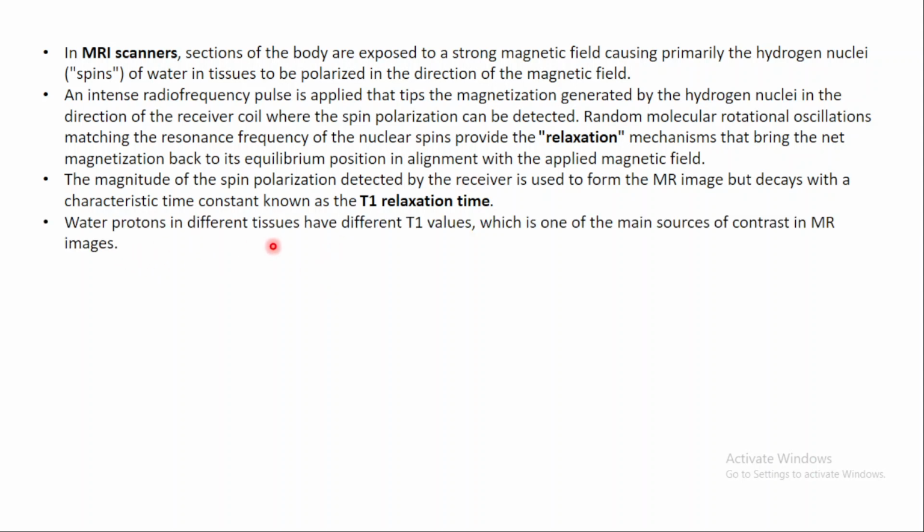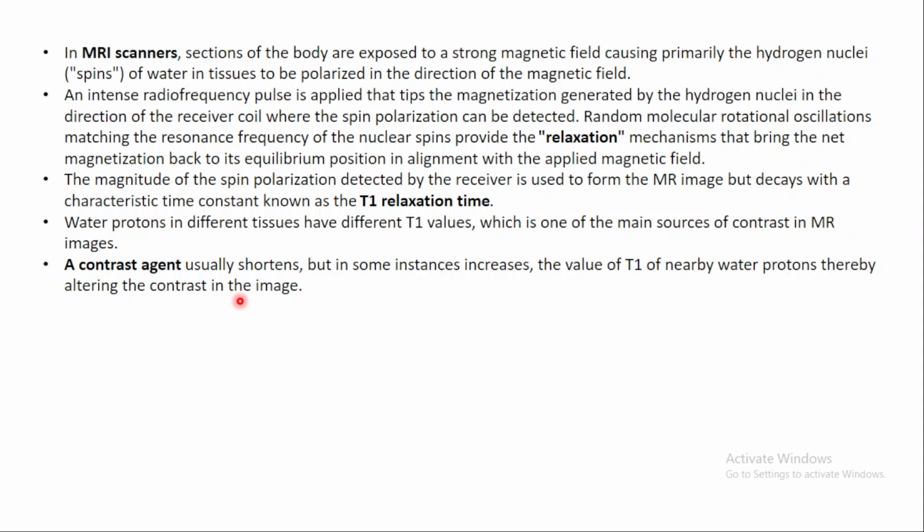Water protons in different tissues have different T1 values. This is the characteristic value of MRI imaging. Each tissue can have different T1 values, which is one of the main sources of contrast in MR images. So that's how contrast is produced in MRI images. A high T1 value in one tissue and a low T1 value in the adjoining tissue will produce a contrastive image.